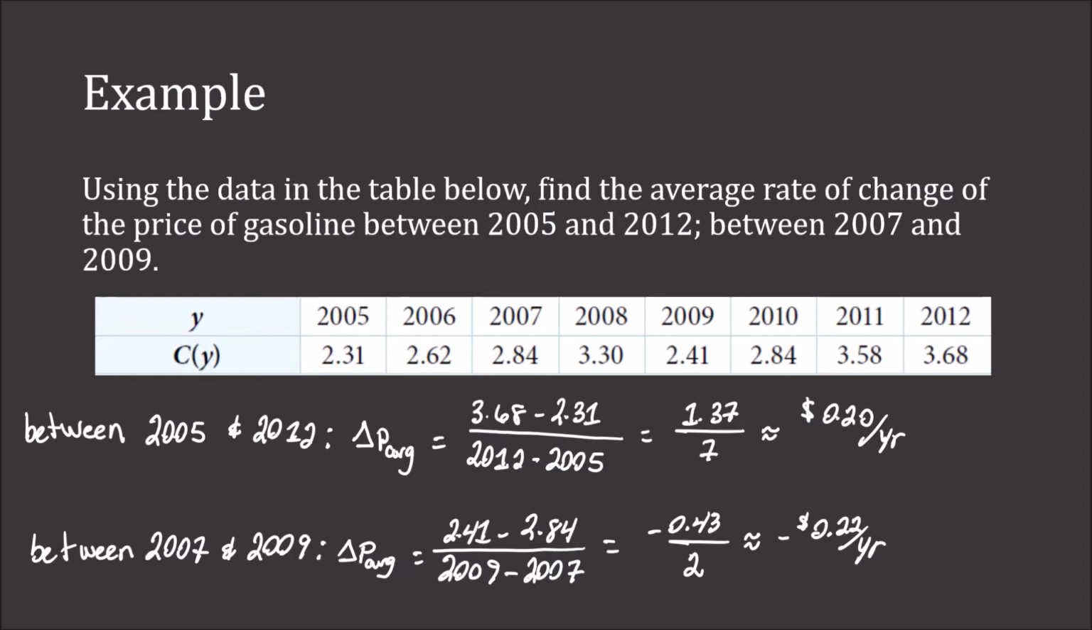Now we look at this and we ask, does this make sense? A negative rate of change means that the value was decreasing on average. So what this is saying is that between 2007 and 2009, on average, gas came down 22 cents a year. So a negative value does make sense.